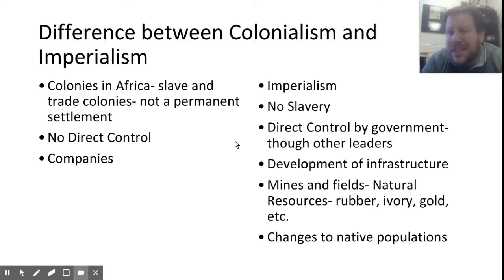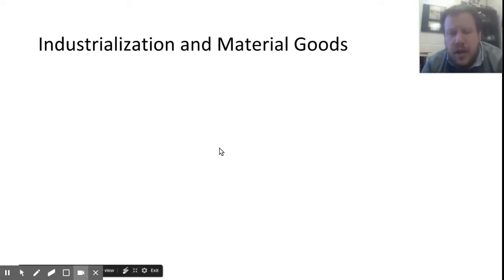So things like rubber for bicycle and car tires, ivory for piano keys, gold, and all those other things are needed to keep fueling that industrial spirit, and it's going to make a lot of changes to the people that already live there. And so that's where we're going to see this whole imperialism thing move on.